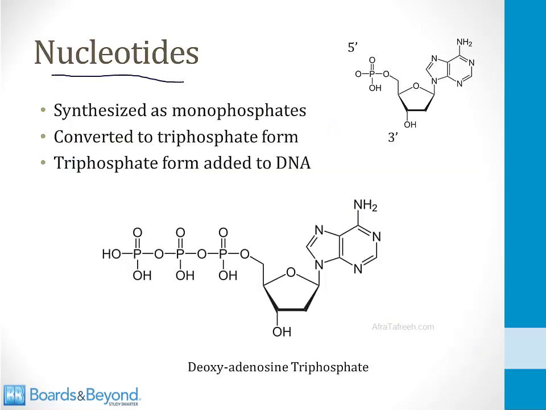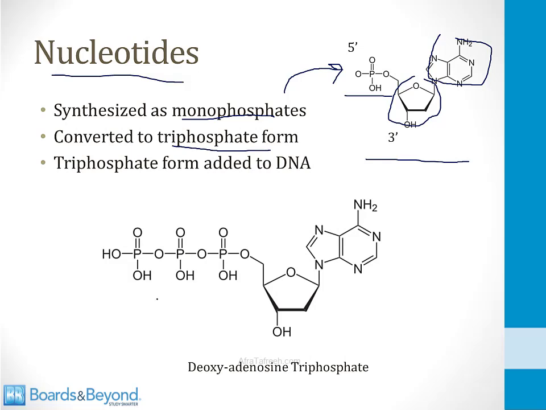Nucleotides are the building blocks of DNA. DNA is a polymer made up of repeating nucleotide monomer units. At the top right side of the screen is an example of a nucleotide. It contains three pieces: a nitrogenous base, a ribose sugar, and a phosphate group. Nucleotides are synthesized as monophosphates with just one phosphate group, like this example on the top right side of the screen. They are then converted to a triphosphate form, like at the bottom, where three phosphate groups are attached.